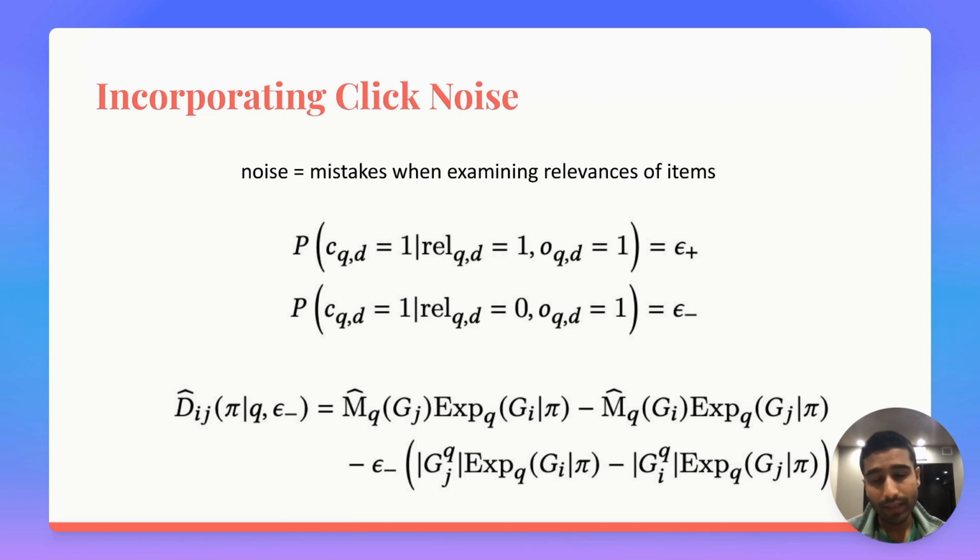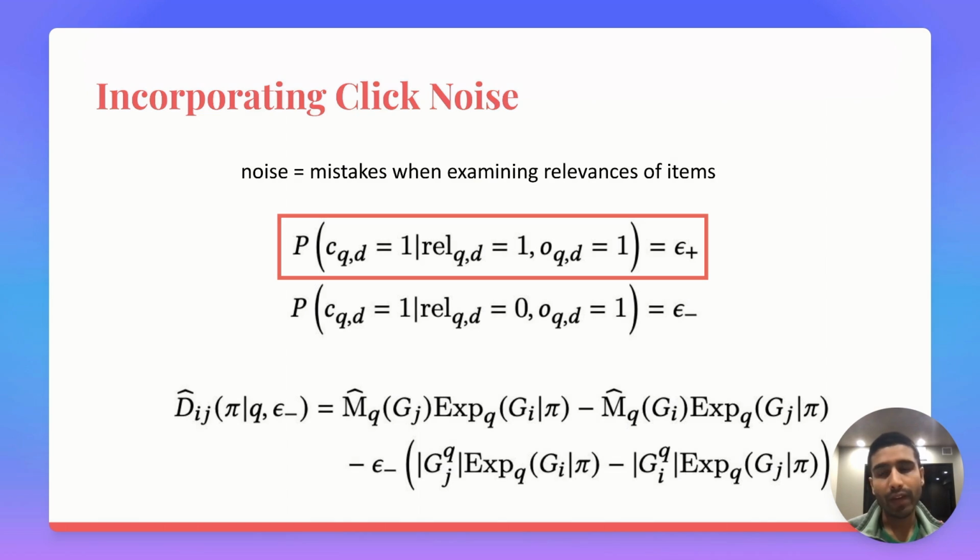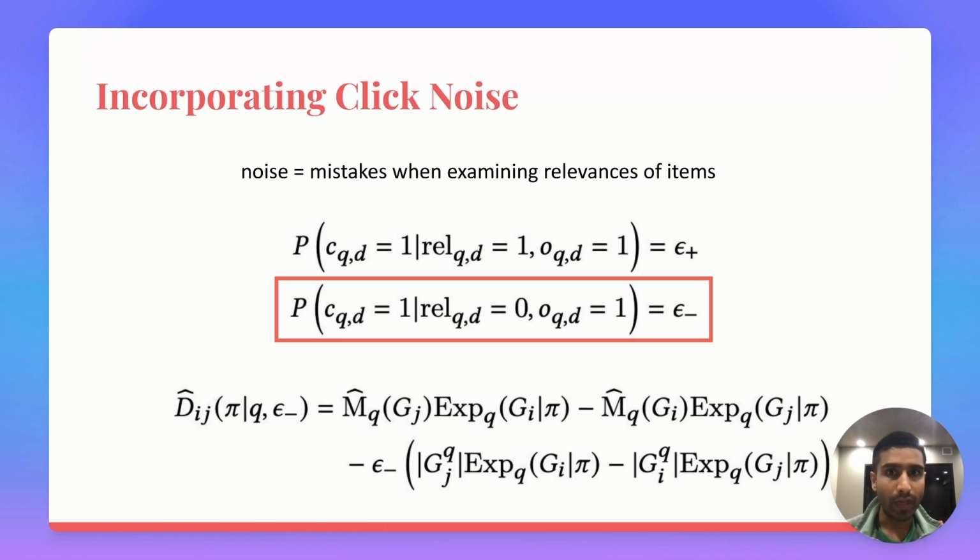Next, we will discuss the incorporation of click noise. Up until now, we assumed that positive feedback reveals the relevance labels in a noise-free way. That is, a user clicks if and only if an item is relevant and they're able to observe it. However, in practice, a user might make mistakes when examining the relevance of items, and we now define the following noise model. If epsilon positive is less than 1, users might ignore relevant items even after examination. In the opposite case, where epsilon negative is greater than 0, users might give false positive feedback to irrelevant items after examination.